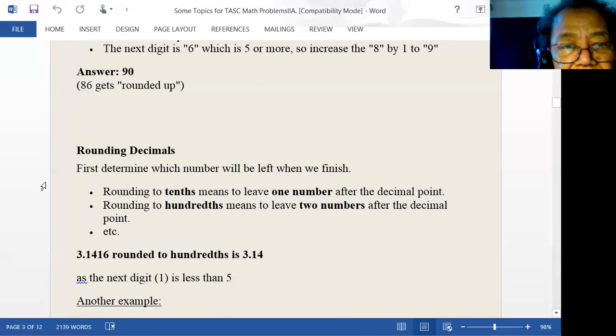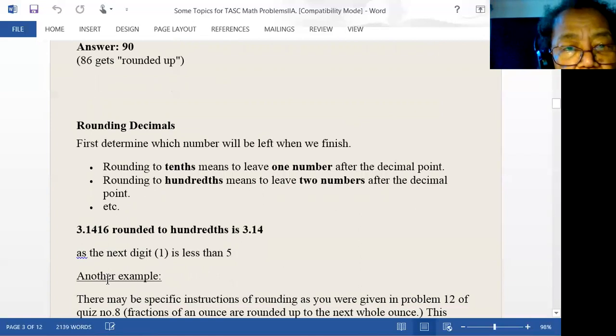Now, here's an example. This number, 3.1416. The 1 here is in the 10th position. The 4 is in the 100th position. That's where we want to round. So we look at the 1 that's right here after the 4. That number is less than 5, right? So if we want to round to the 100th, we just write this as 3.14 because the 1 is not 5 or greater. If it were 5 or greater, we would bump this 4 up to 5. Okay, so that's rounding down.